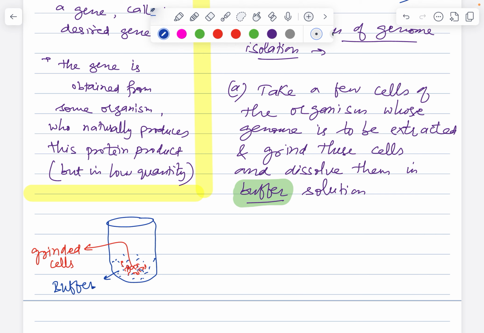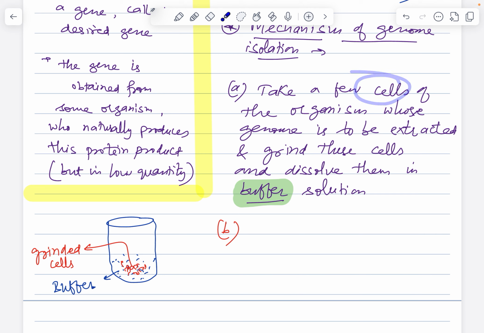The first step now, after dissolving the cells in the buffer, is taking out all the components of the cells in the buffer by breaking down these cells. So how do you actually break down these cells which are dissolved in the buffer over here? This depends on what type of cell these are.